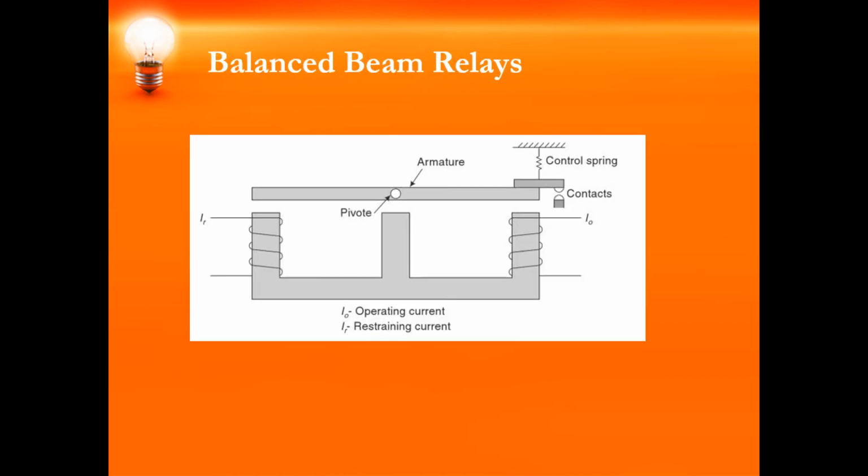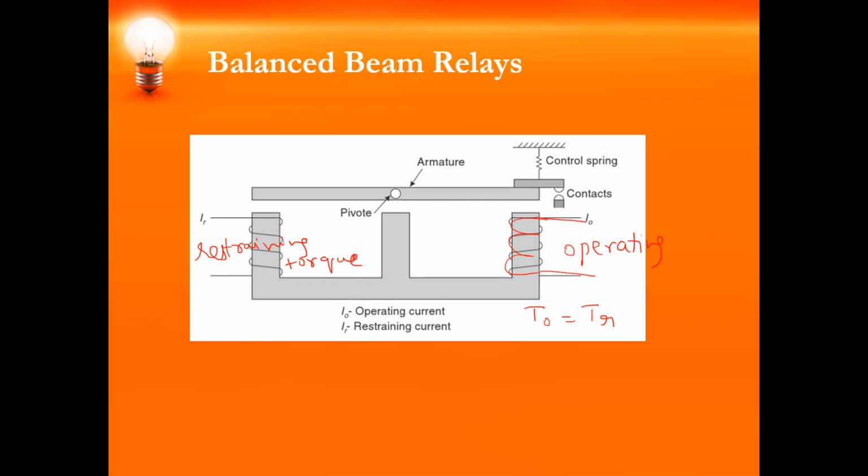The next one is a balanced beam relay. So here, as the name indicates, balanced beam. We have a beam here. We have the coils wound on both the sides. Okay. One coil produces the operating torque, whereas the other produces the restraining torque. Whenever your operating torque is equal to the restraining torque, the beam is balanced. So the beam is usually horizontal and it is supported at the middle.